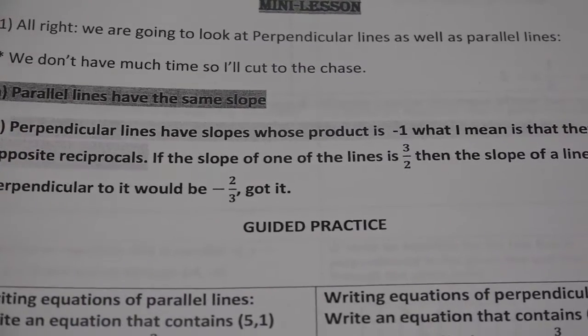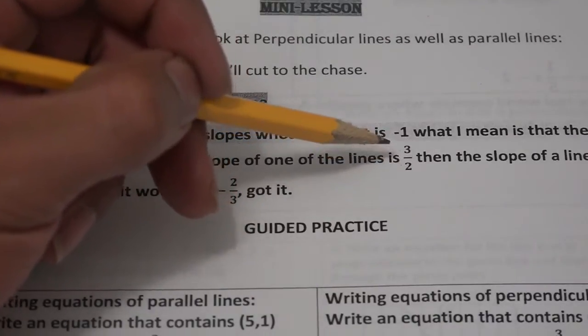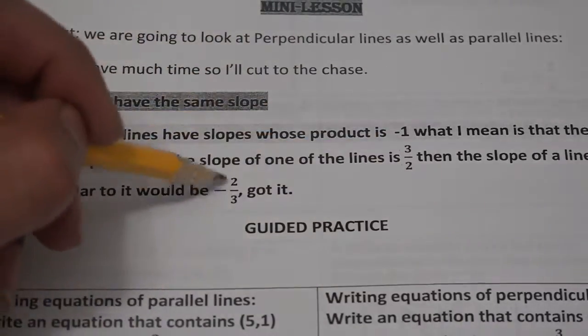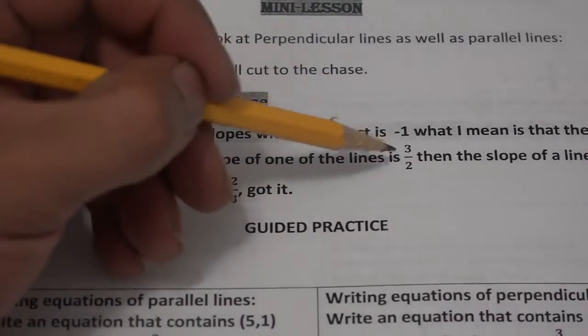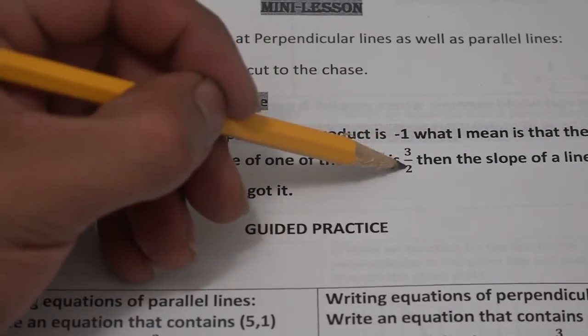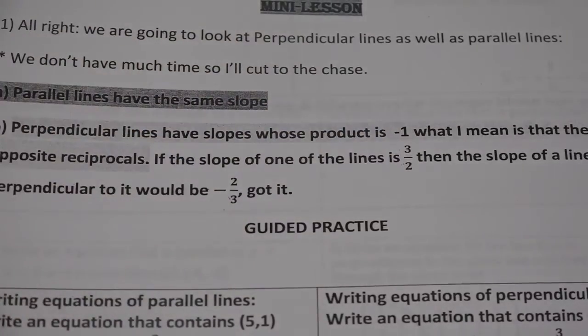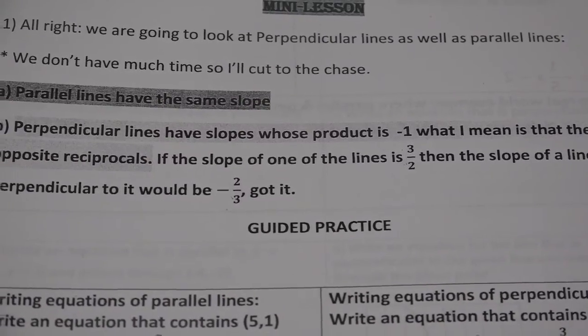Meaning what? If the slope of one line is 3/2, then if you're going to write the equation of the perpendicular line, you're going to be using a slope of -2/3. In other words, for perpendicular lines, flip the fraction. 3/2 becomes 2/3 and change the sign. As simple as that. Flip the fraction and change the sign. All right, let's go to the guided practice.